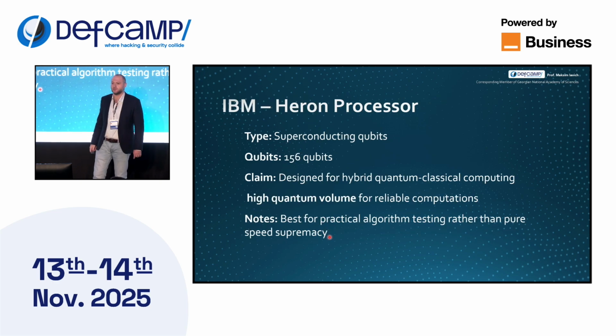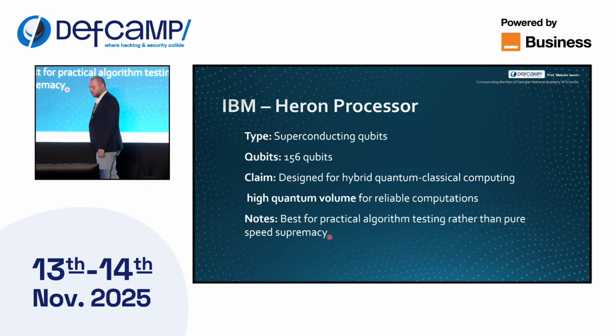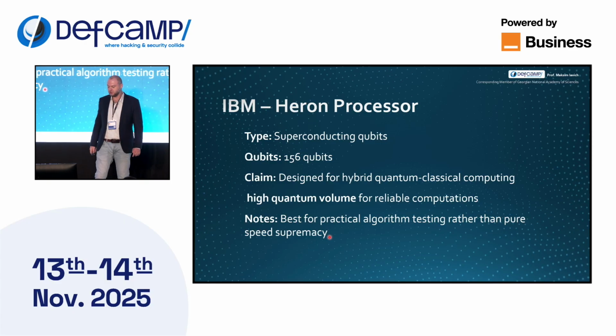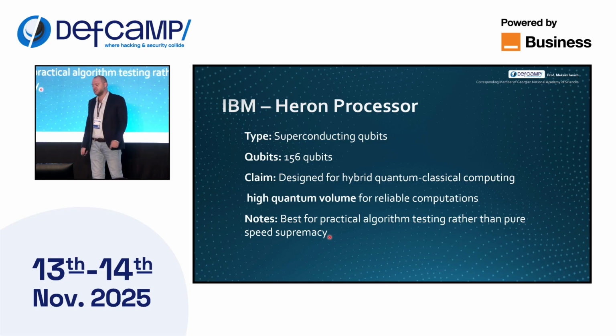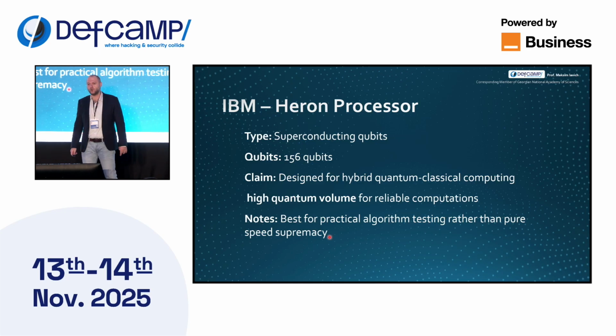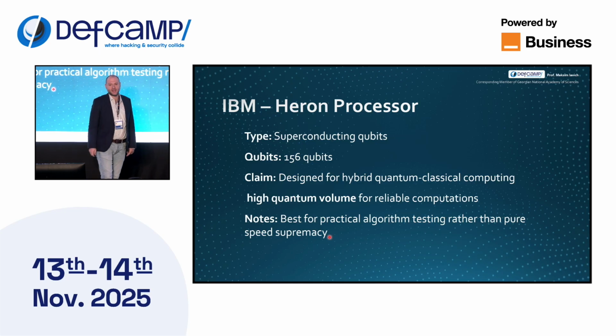IBM also has a quantum computer today. It's based on the Heron processor. They have 156 qubits, more but less efficient. It's used for hybrid work, for quantum and classical computation in hybrid.